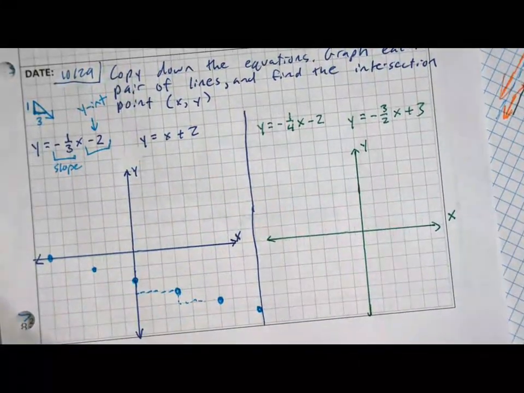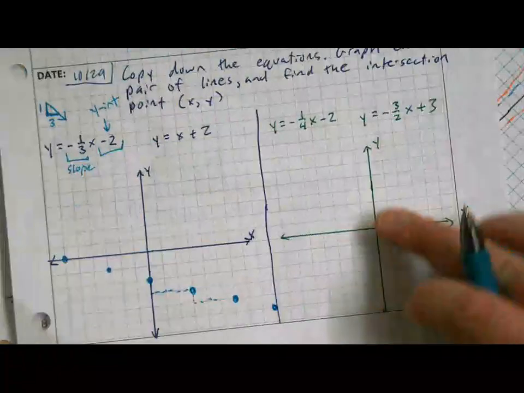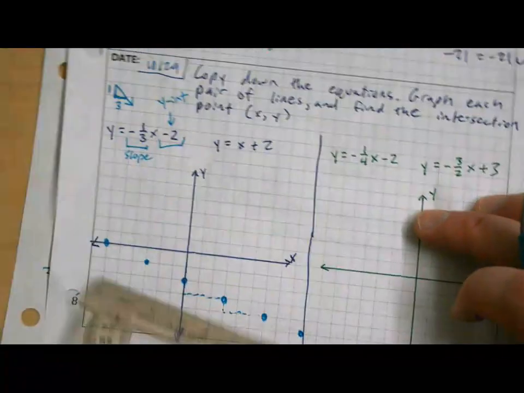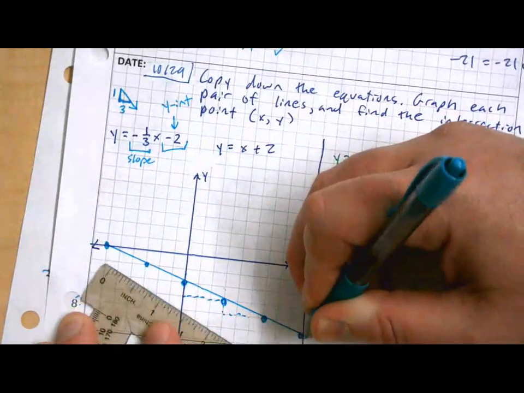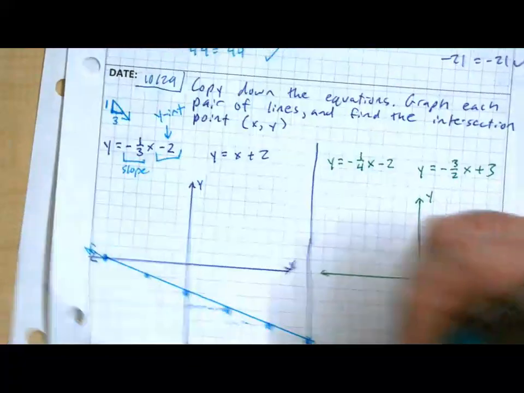And then you can grab a ruler, or if you've got some artistic talent and you just want to freehand it, that's fine. We'll connect these up. We'll put some arrowheads at both ends because we know they're going to keep going forever and ever.